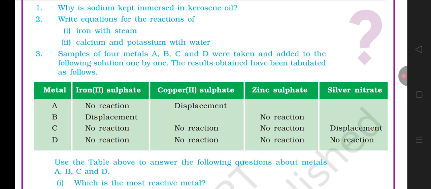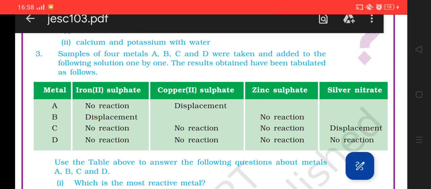Now the next is which gas is produced when dilute hydrochloric acid is added to a reactive metal. So when dilute hydrochloric acid is added to the reactive metal, obviously hydrogen gas is evolved. Write the chemical reaction when iron reacts with dilute H2SO4. H2SO4 is sulfuric acid. So when iron reacts with H2SO4, basically this would be the reaction.